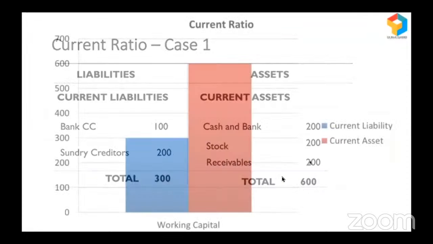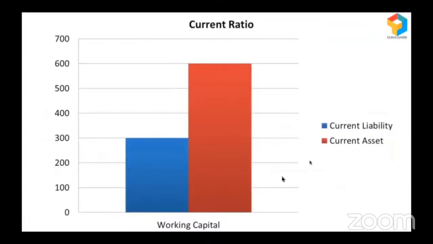If I plot this in the form of a graph, the red bar indicates the resources, the blue bar is the obligation, and here you can see there is a comfort zone. We call that positive net working capital. How have I calculated it? I've compared the current assets with current liabilities. So there are excess current assets.